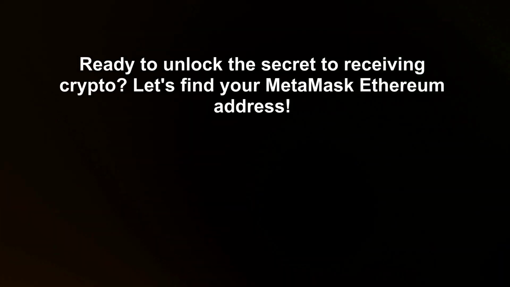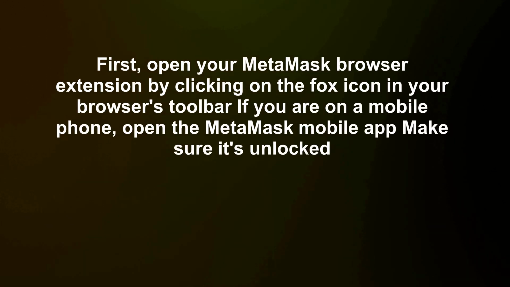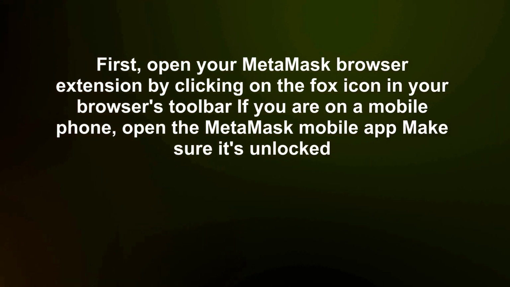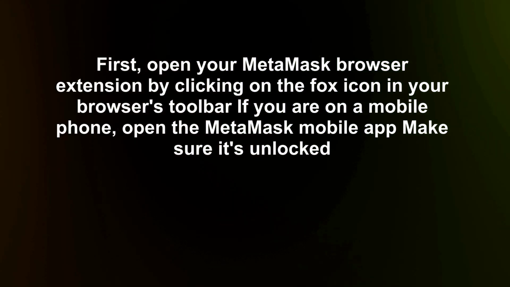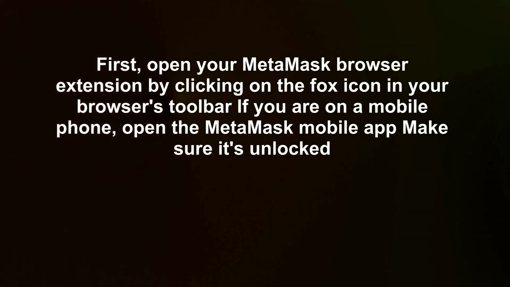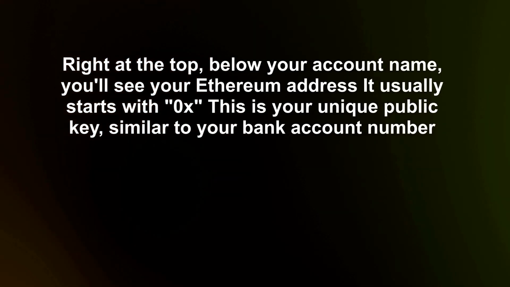Ready to unlock the secret to receiving crypto? Let's find your Metamask Ethereum address. First, open your Metamask browser extension by clicking on the Fox icon in your browser's toolbar. If you are on a mobile phone, open the Metamask mobile app. Make sure it's unlocked. Right at the top, below your account name, you'll see your Ethereum address.